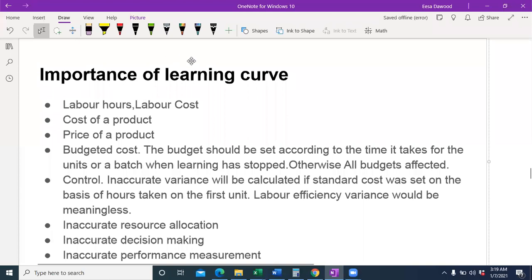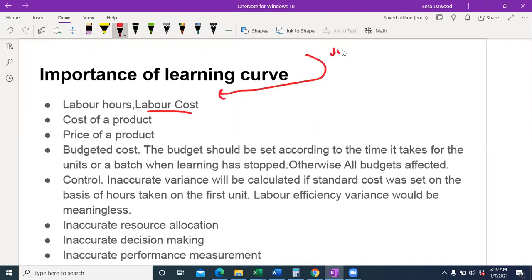So learning curve has an implication. I will always set my standard cost or budgeted cost, and do my planning, based upon when the learning actually stops. For example, at the 50th unit, learning stopped and the time taken was 10 hours, so one unit actually takes 10 hours. For any units more than that, I will just base my budget on one unit taking 10 hours.